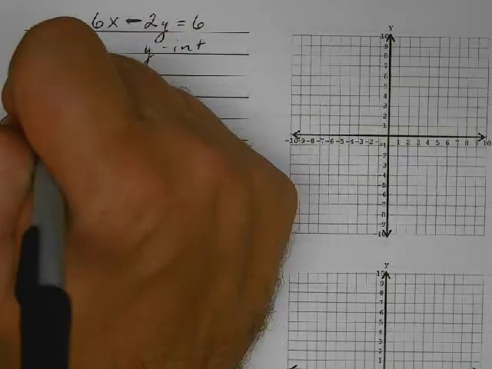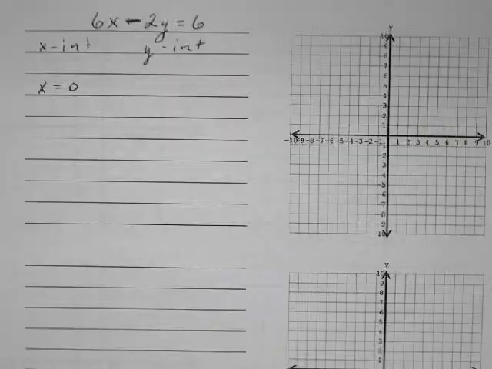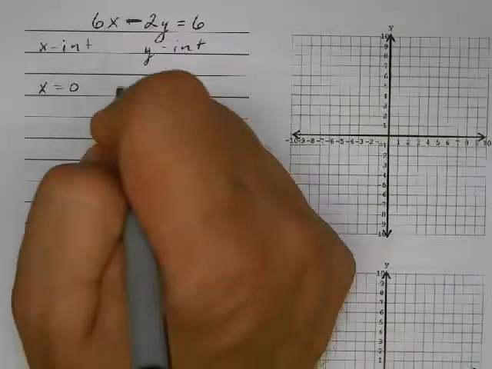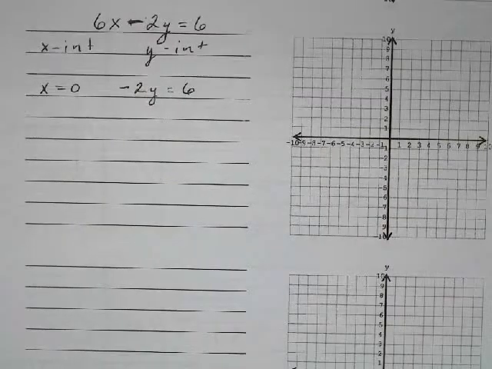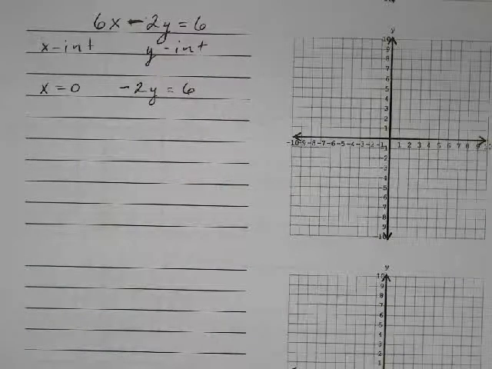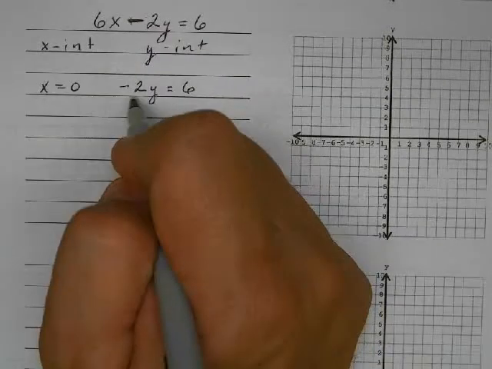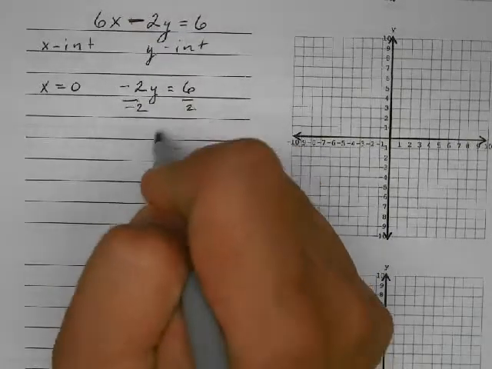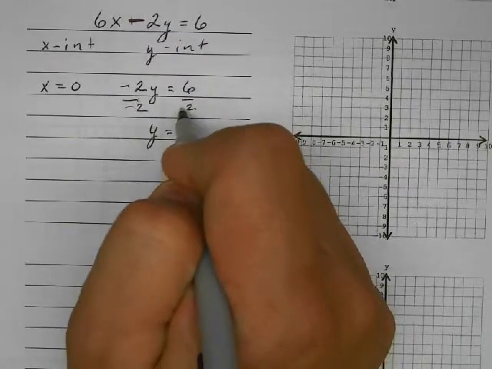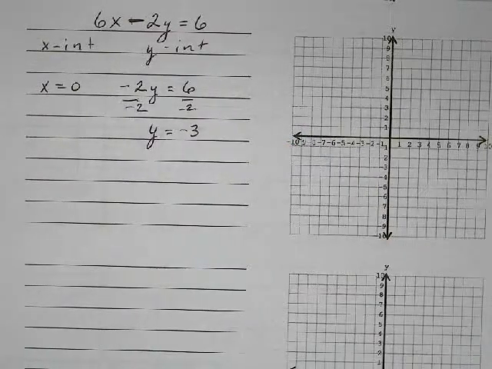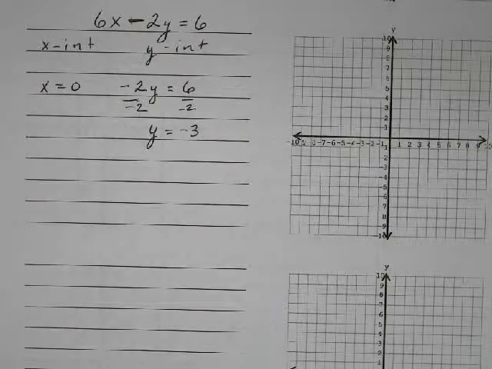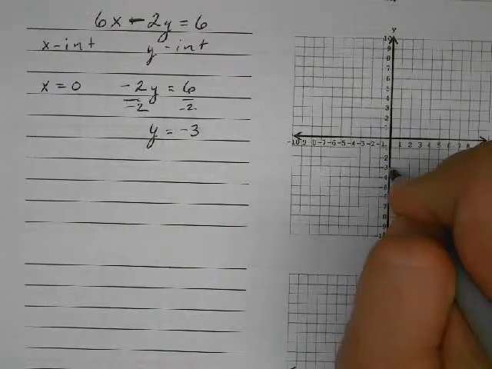What does that do? Well, if I make x equal to 0, my equation becomes negative 2y equals 6. This is very similar to what we were doing in the last set of problems. If I divide by negative 2, I have y equals negative 3. And sure enough, doesn't that look like what we were just doing in the last section? I'm going to go ahead and put my point in, but I'm not going to draw a horizontal line.